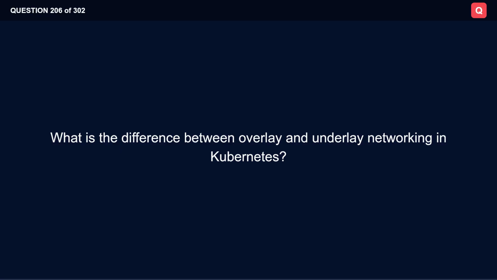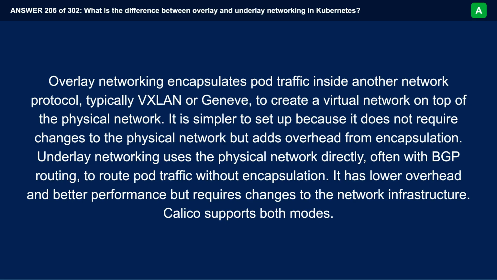What is the difference between overlay and underlay networking in Kubernetes? Overlay networking encapsulates pod traffic inside another network protocol, typically VXLAN or Geneve, to create a virtual network on top of the physical network. It is simpler to set up because it does not require changes to the physical network, but adds overhead from encapsulation. Underlay networking uses the physical network directly, often with BGP routing, to route pod traffic without encapsulation. It has lower overhead and better performance, but requires changes to the network infrastructure. Calico supports both modes.